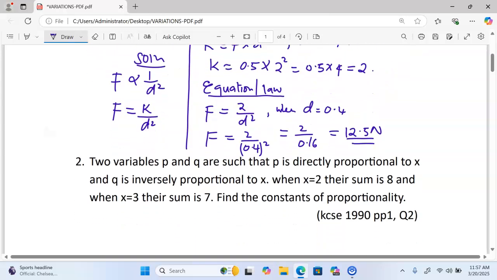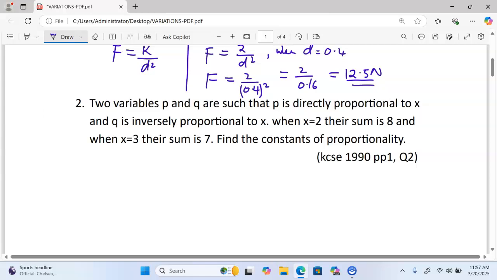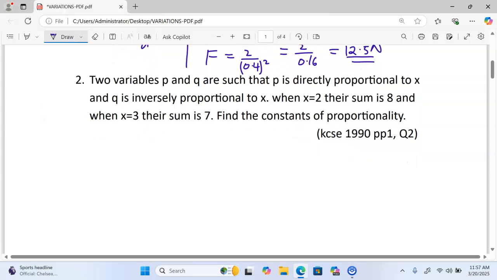We are moving to question number 2, and it reads: two variables p and q are such that p is directly proportional to x and q is inversely proportional to x. So we can start working out the question. We have been told that p varies directly as x.